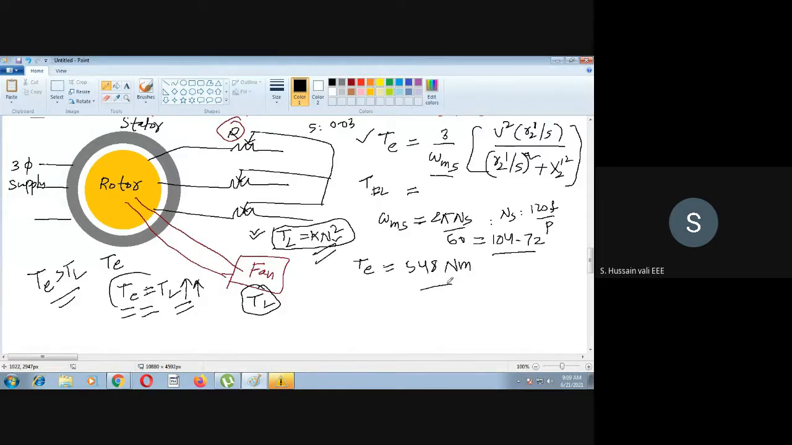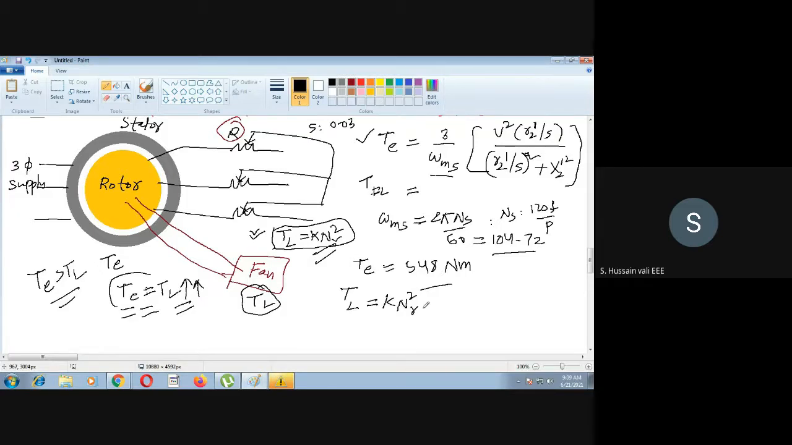Now, TL is equal to K n square. I would like to change this n as nr, because the fan is coupled to the rotor, so the rotor speed is the same as the speed of the fan. And we will take that there are no rotational losses, because he has not mentioned anything regarding the rotational losses. So we'll take it like that.